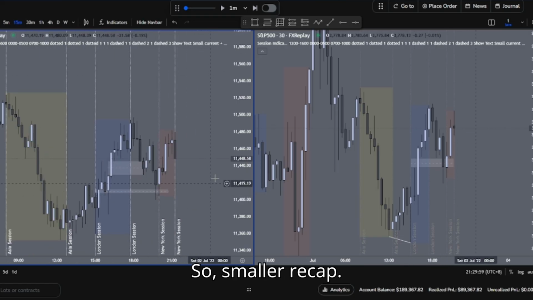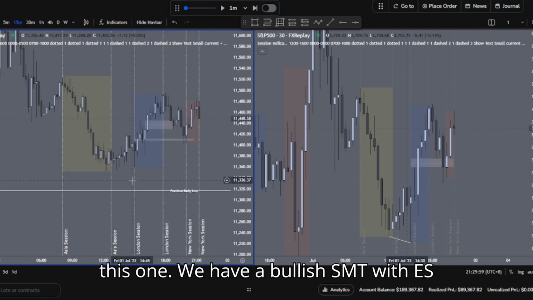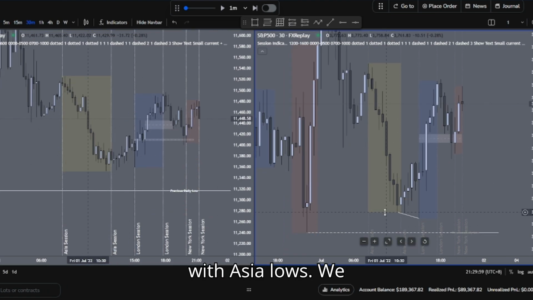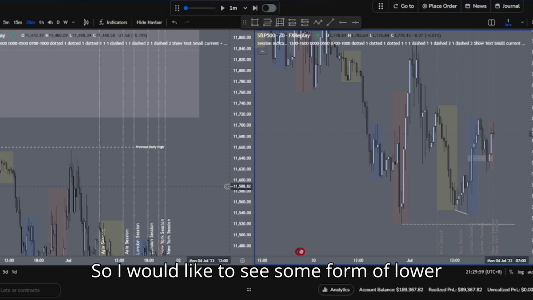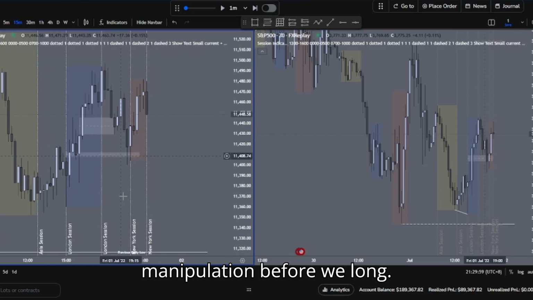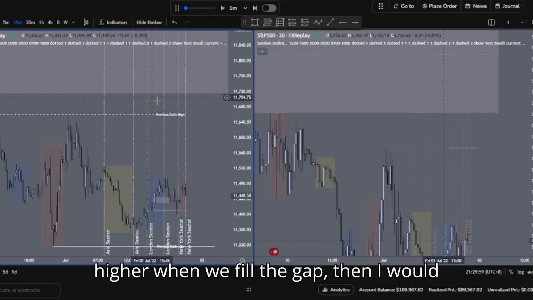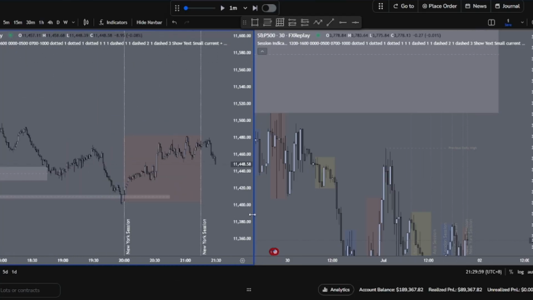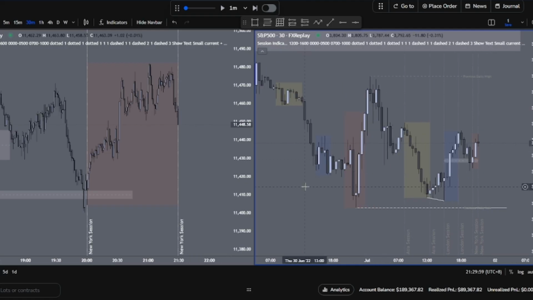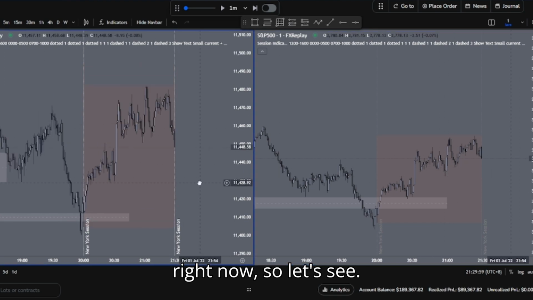So, smaller recap. We are respecting this gap, we've inversed this one, we have a bullish SMT with ES, with Asia lows. We have an untapped daily gap above. So I would like to see some form of lower manipulation before we long. But if we don't get that and we just pump higher when we fill the gap, then I would look to short. So let's see. Okay. We do have this internal SMT as well right now, so let's see.